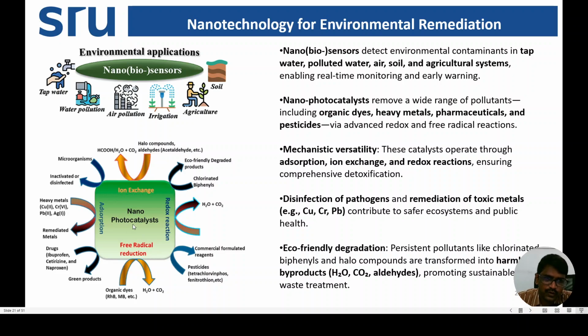By using photocatalysis, we can treat water and we can treat air. We can decrease the pollution. See here, nanosensors detect environmental contaminants in tap water, polluted water, air, soil, and agriculture systems. We can use nanosensors and biosensors so that we can identify how much pollution there is. So in tap water, water pollution, air pollution, VOCs, volatile organic compounds.